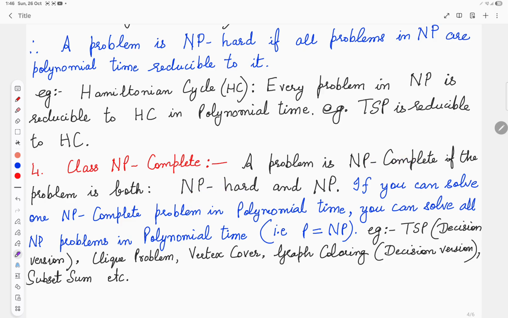But NP complete will include the problems that are both NP hard and NP. If you can solve one NP complete problem in polynomial time, you can solve all NP problems in polynomial time. For example, the TSP decision problem version, clique problem, vertex cover, graph coloring, all these are NP complete problems. So this categorization is to be very clearly understood.